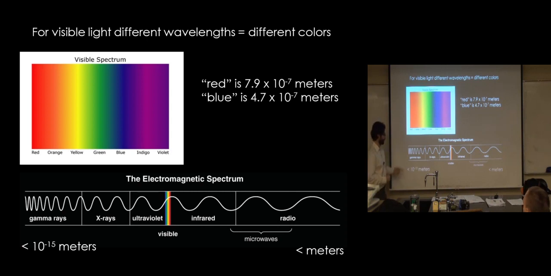And to put some numbers on it, gamma rays can be as short as a millionth of a billionth of a meter. It's very small. And radio waves can be meters. The largest radio waves that we detect on Earth are hundreds of meters across, tens of meters across.